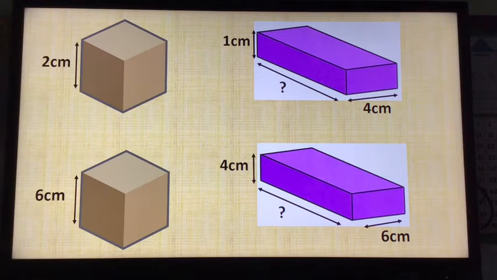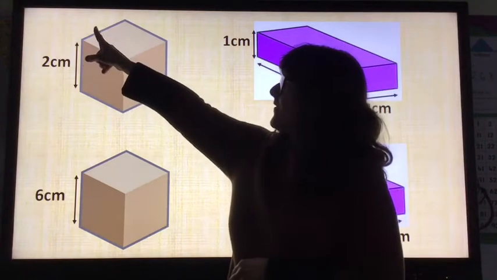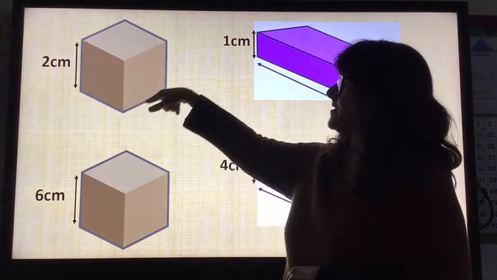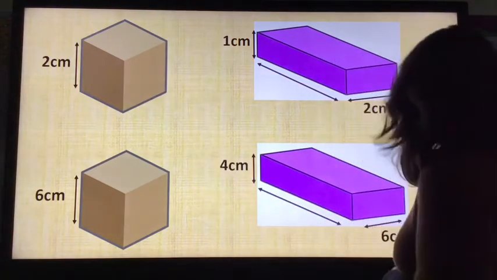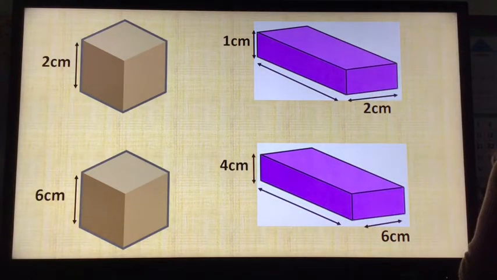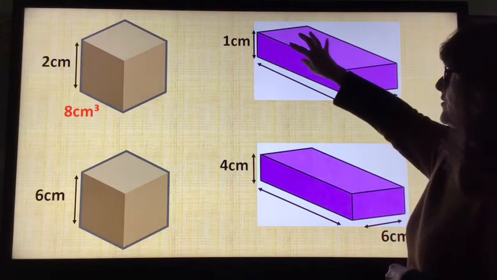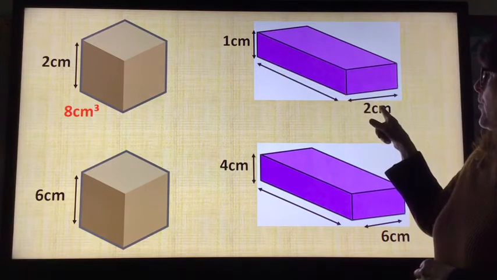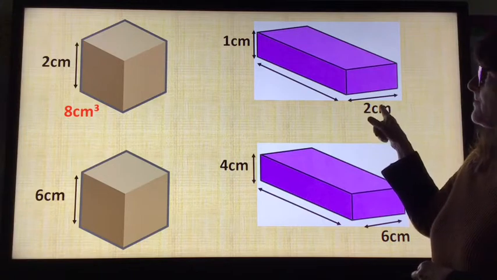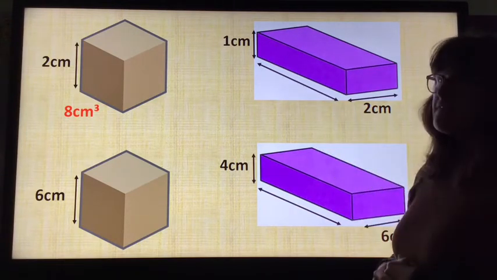Okay, let's see how you got on. So, start here. The volume is going to be 2 times 2 times 2. 2 times 2 is 4, and 2 times 4 is 8. So the volume of that cube is 8 centimetre cubed. So therefore the volume of this must also be 8 centimetre cubed. We know it's 1 times 2, height times width. So 1 times 2 is 2. What do you multiply 2 by to get to 8? The missing edge must be 4.